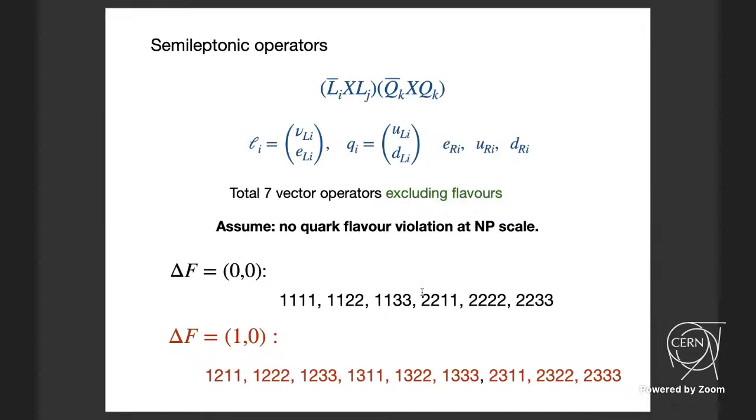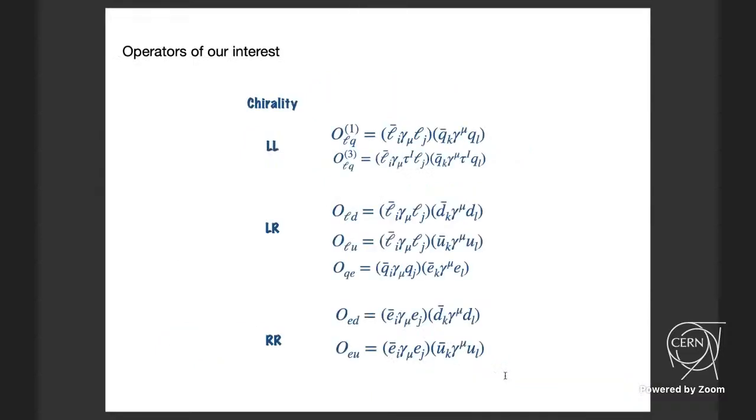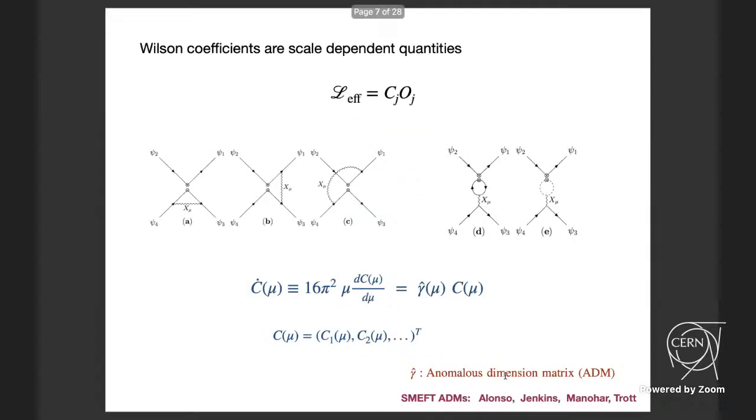Then you can have operators which violate the lepton flavor, but conserve the quark flavor. So then you can have 9 possible flavor structures. So these are the 7 vector operators in SMEFT with different chiralities. With left, you can have 2 operators, then with left, right, and right, right. So in total we have 7 semi-leptonic operators, which we want to focus on in this talk.